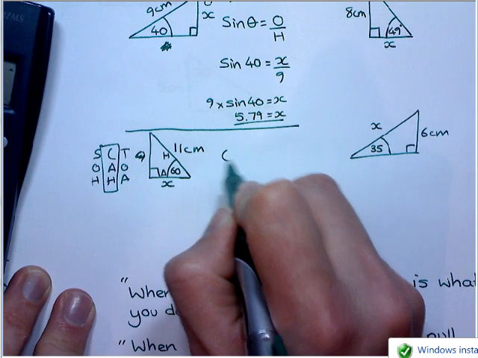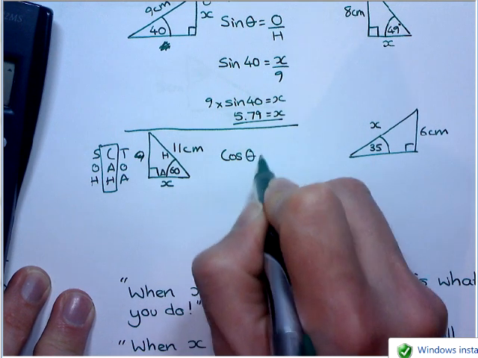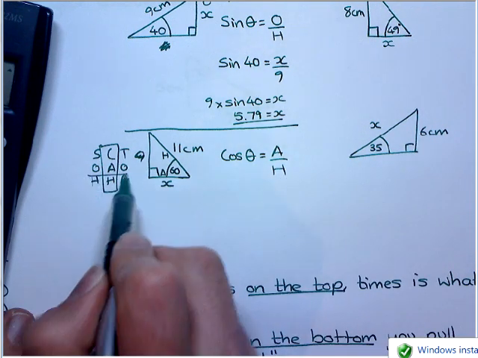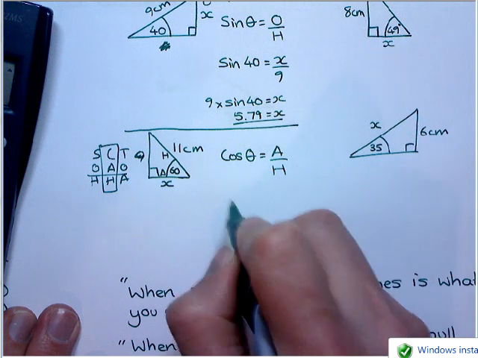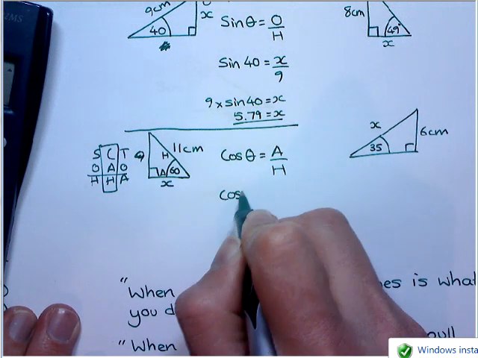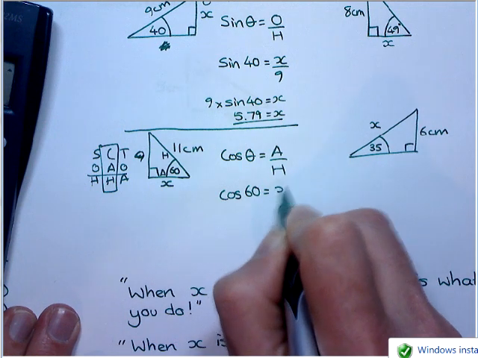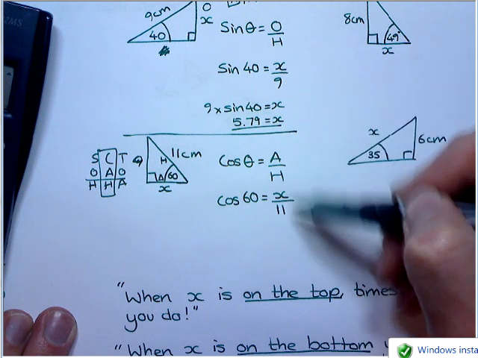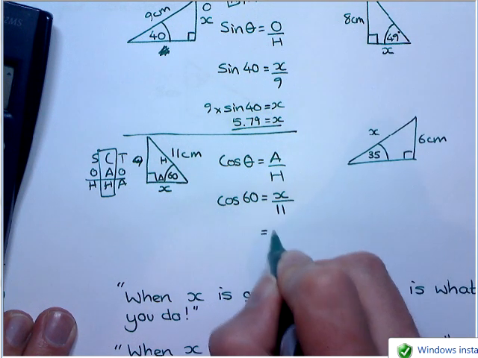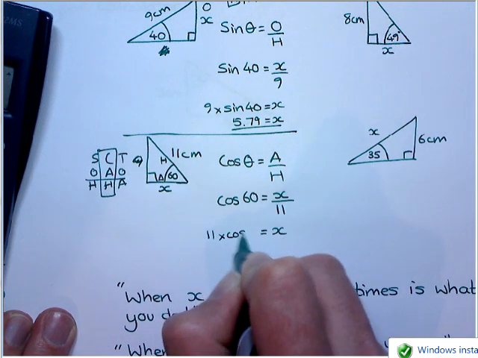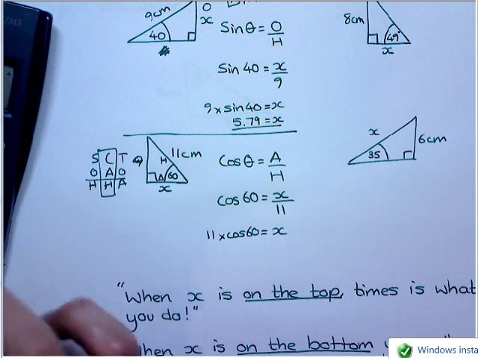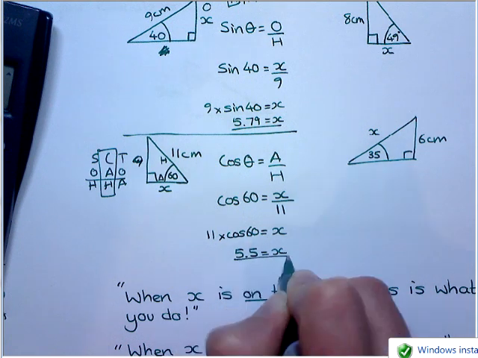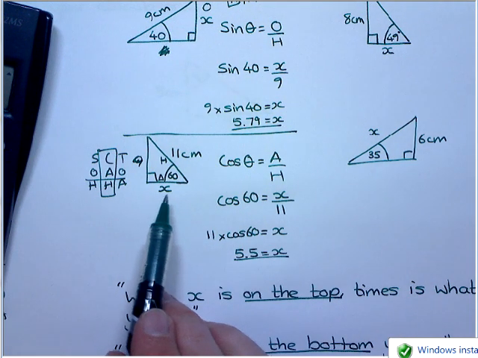So C stands for the cosine button on my calculator of the angle. Adjacent over hypotenuse, all from the formula. C equals A over H. Pop the numbers in. So theta, the angle, is 60. The adjacent was x, and the hypotenuse was 11. And you can see we've ended up with a very similar situation here. So to get rid of the divide by 11, I must times by 11. And again, just type that into your calculator, and I get 5.5. So this was 5.5 centimeters.